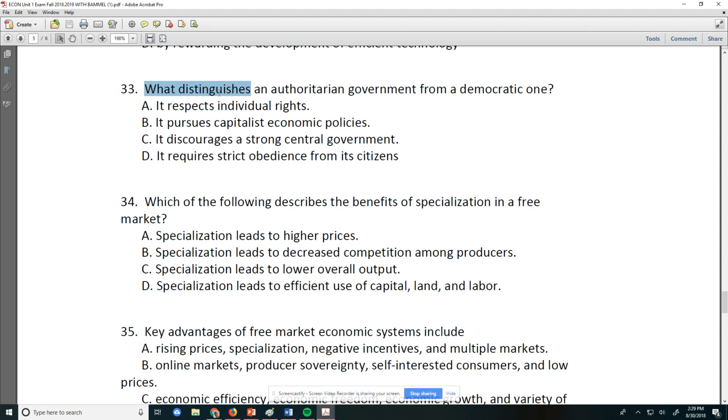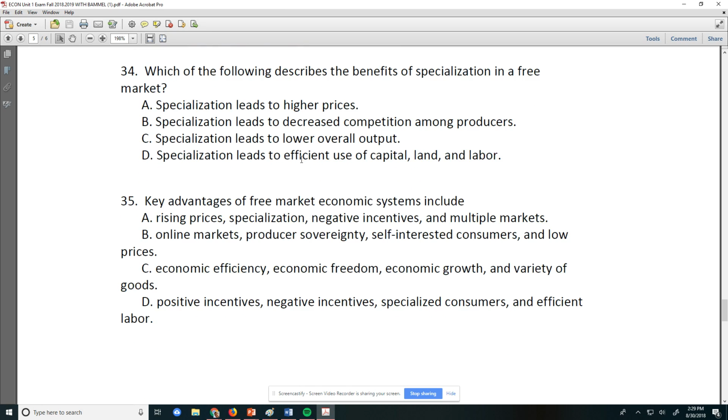33. What distinguishes an authoritarian government from a democratic one? A, it respects individual rights. B, it pursues capitalist economic policies. C, it discourages a strong central government. Or D, it requires strict obedience from its citizens.